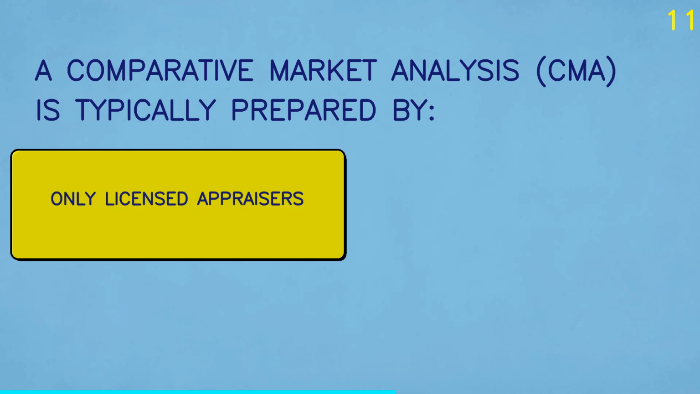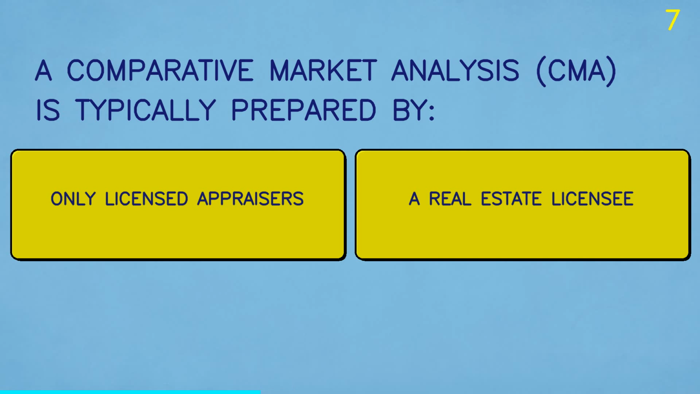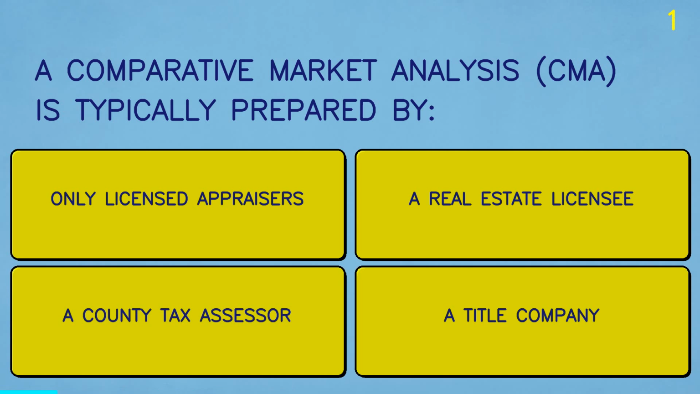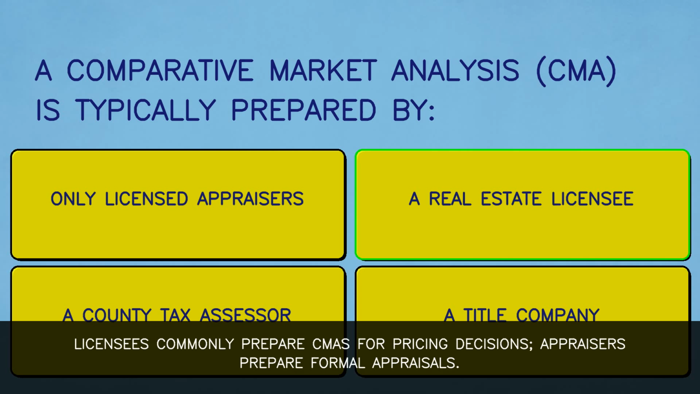Question 10. A comparative market analysis, CMA, is typically prepared by: A. Only licensed appraisers. B. A real estate licensee. C. A county tax assessor. D. A title company. The correct answer is a real estate licensee. Licensees commonly prepare CMAs for pricing decisions. Appraisers prepare formal appraisals.